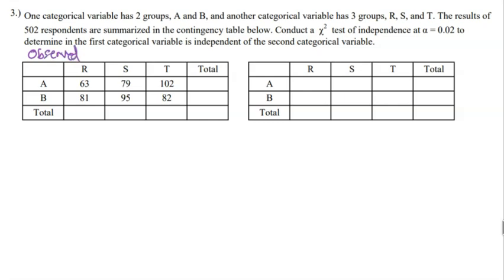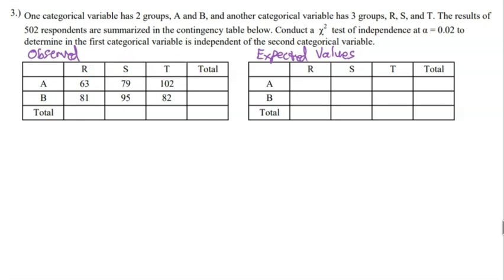And so over here, we're going to do the expected values contingency table. And it says conduct a chi-square test of independence at the alpha equals 0.02 level to determine if the first categorical variable, the one that's split up into A, B, is independent of the second categorical variable which is split up into R, S, and T.